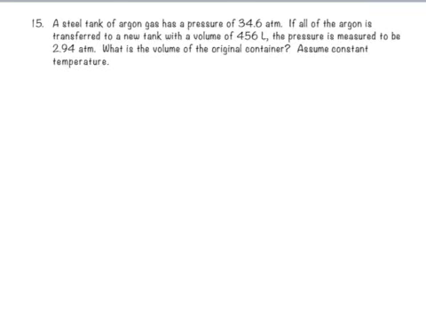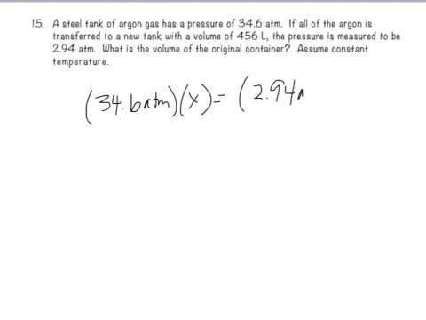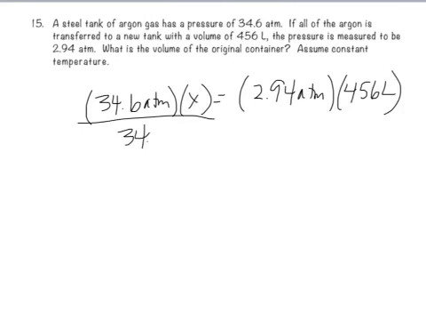Here's another Boyle's Law problem. Okay, it looks like we have a pressure of 34.6 atmospheres. I do not know the volume that relates to that. We do have a pressure of 2.94 atmospheres, and the volume at that pressure is 456 liters. Okay, so I want to solve for x, so if I divide both sides by 34.6 atmospheres, it'll cancel over here.